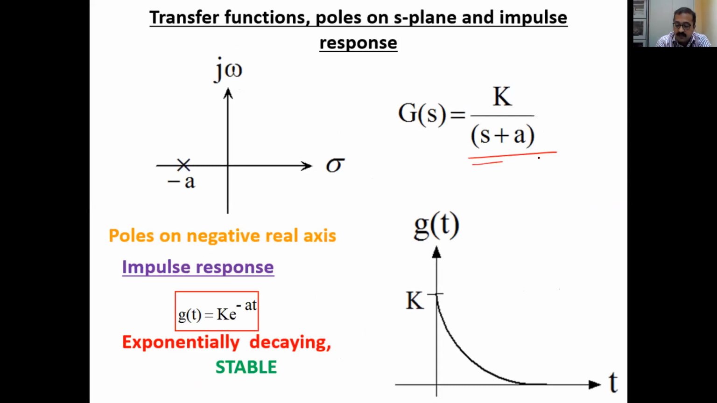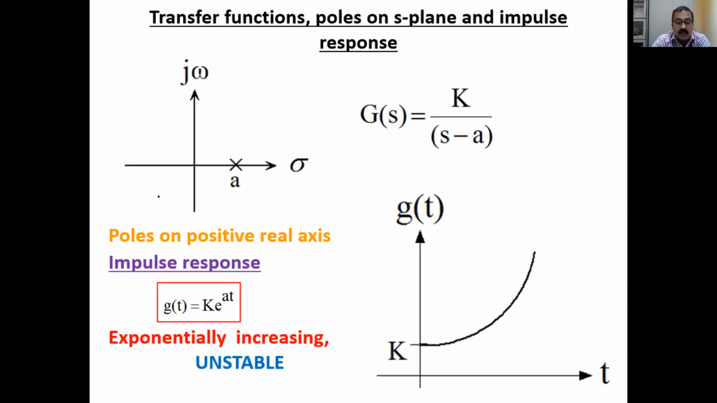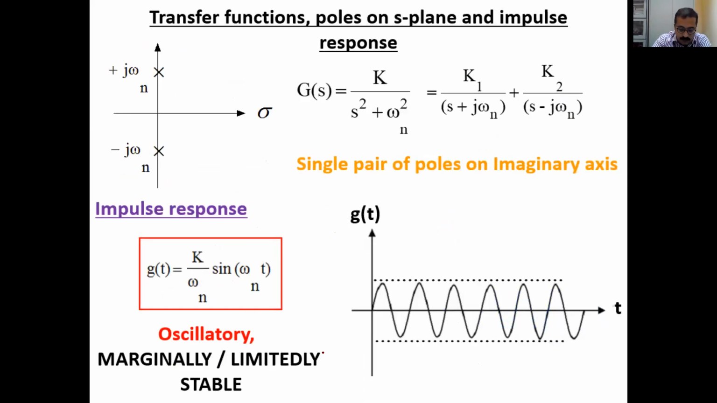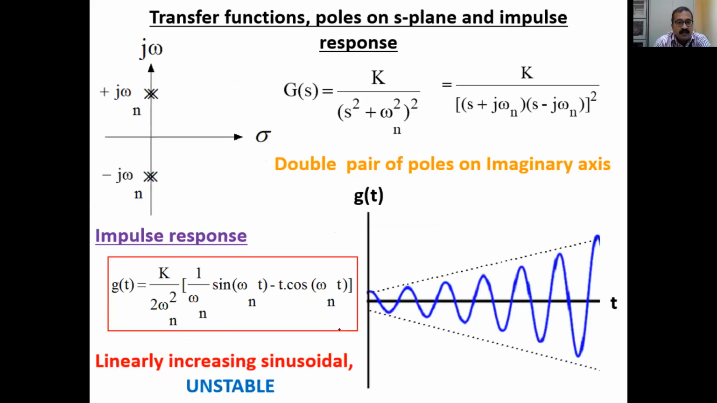When the transfer function was K by s plus a, we had seen that the impulse response was exponentially decaying and the system is stable. So when the pole is in the left half, the system is stable. When the pole is in the right half, the system is unstable. When you have an unrepeated pair of poles on the imaginary axis, the system is marginally stable, or limitedly stable, or neutrally stable. And if there are repeated pairs of poles on the imaginary axis, then the system is unstable.